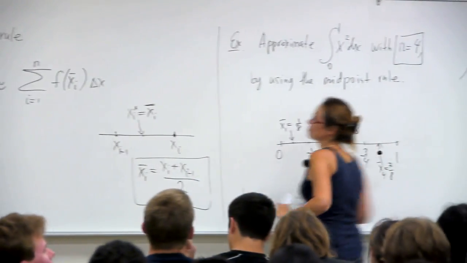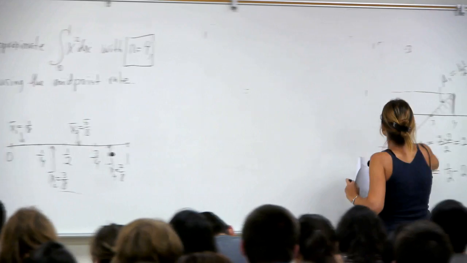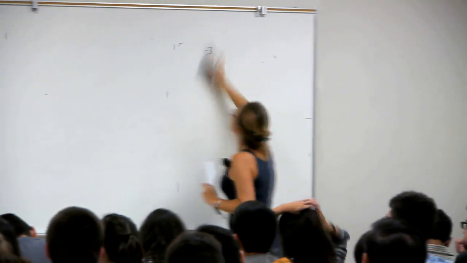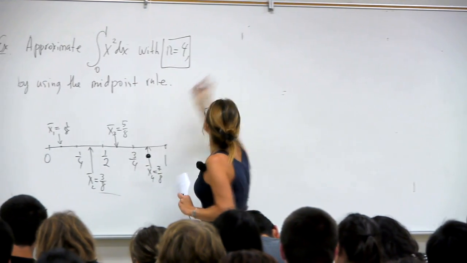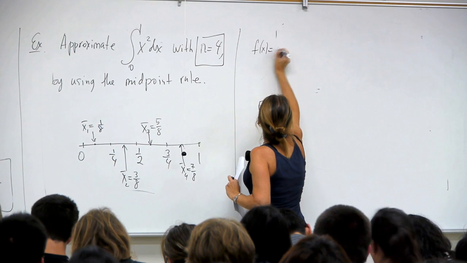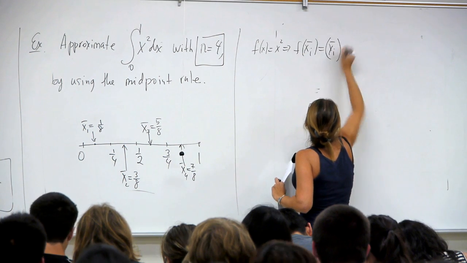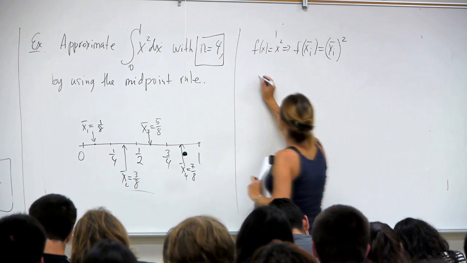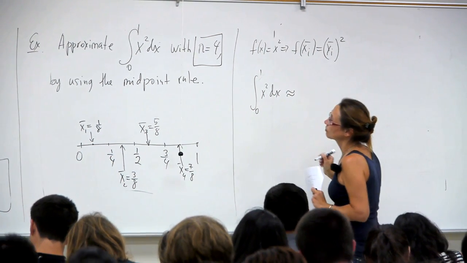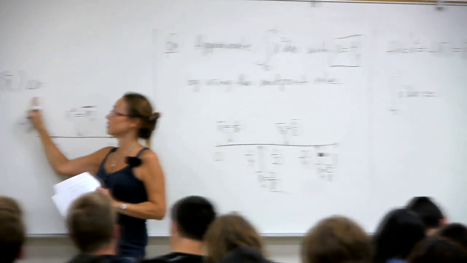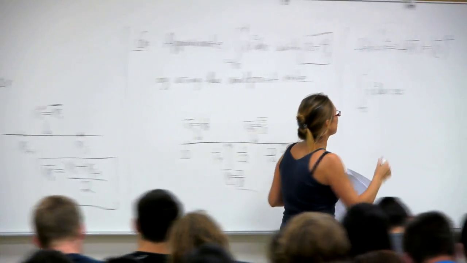So we know our points. Just put it here. We have to evaluate the function at these 4 points, and the function is x squared. So f of x is x squared, so f of xi is just xi squared. So we can say that the integral from 0 to 1 of x squared dx is approximately equal to, okay? Each term here will contain the multiplier delta x, so I'm going to take it out of the bracket.